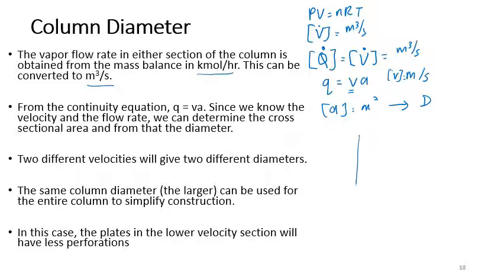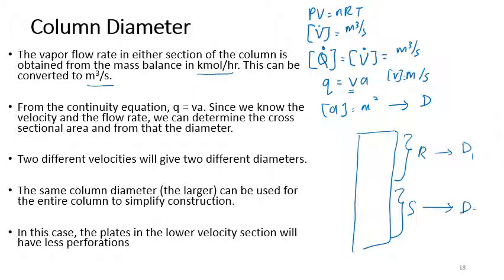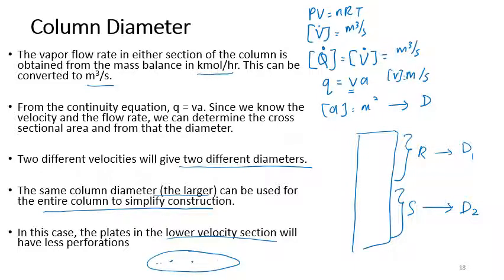Then you can find out what would be the diameter of the column. So if you have a column with two sections, the rectification section and the stripping section, you have different diameters. Let's say this one will give you D1 and this one will give you D2. So you have two different diameters. Normally we would just design the column using one diameter, because designing a column with different diameters is too much hassle and maybe it doesn't look that nice. So we would normally use the larger diameter to design the entire column to simplify the construction. And if we decide this, then the plates in the lower velocity section will have less perforation, less number of holes in the plate, to compensate for the larger diameter used for that section.